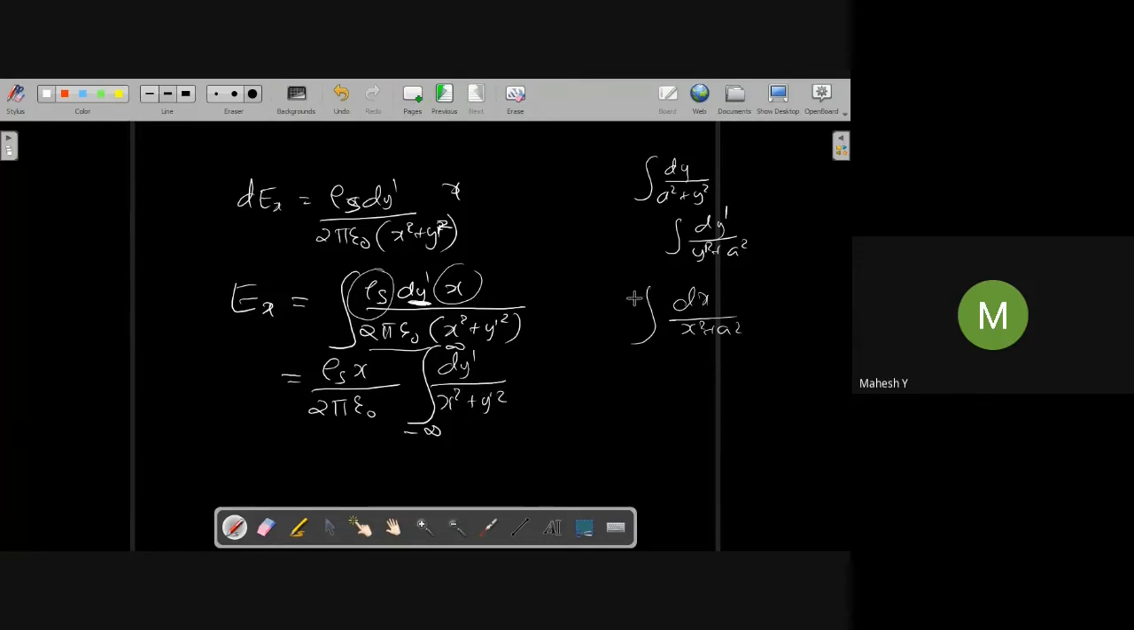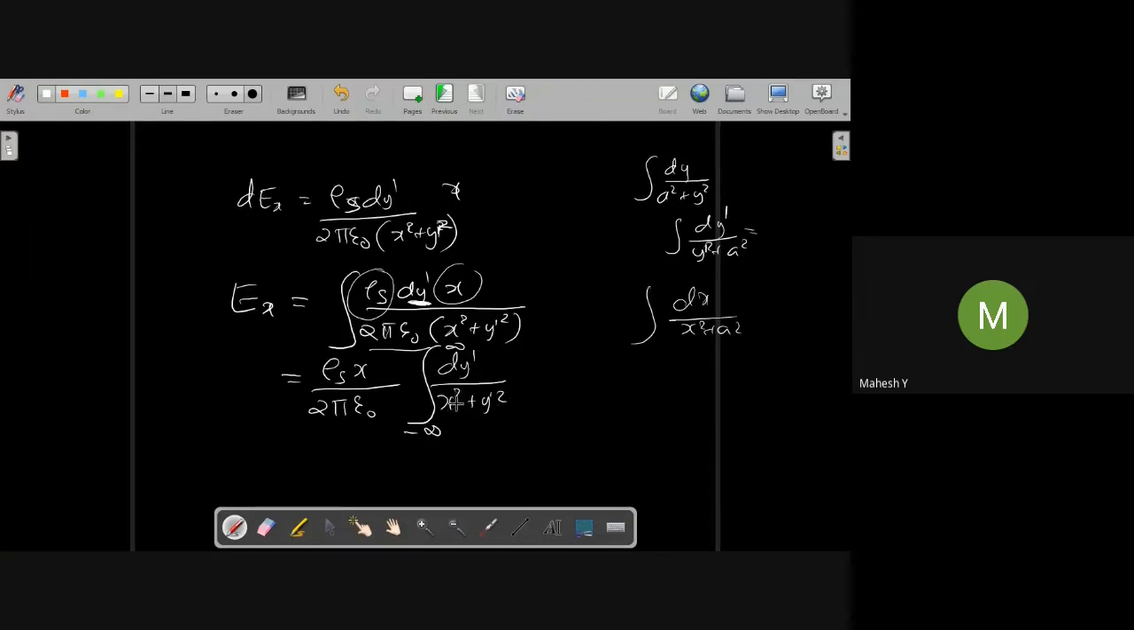Sanket, your answer is almost correct, but one more term is there. Integral dy prime divided by y prime square plus a square, or x square. Anybody has answer? Yeah, 1 by a is also there.